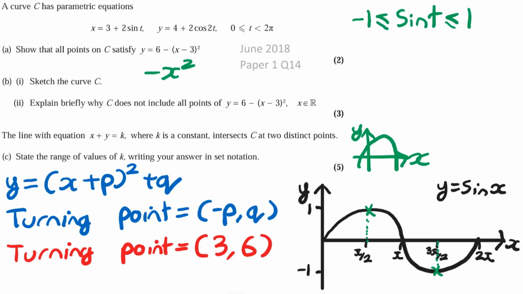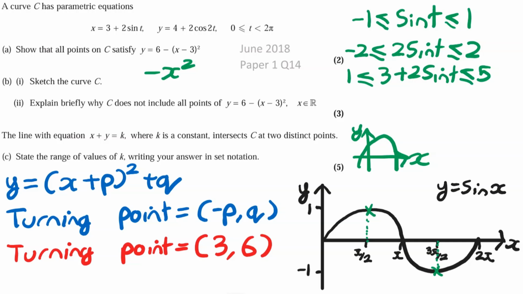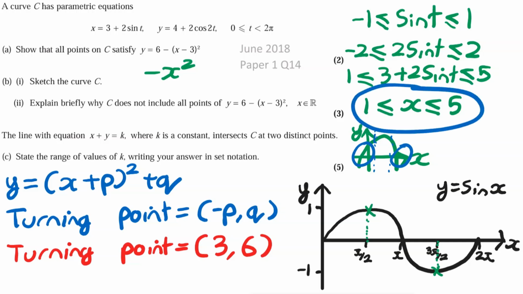We have 2 sin t here, so if we multiply everything by 2, it's going to be between minus 2 and 2, and then this is 3 plus 2 sin t, so we're going to add 3 to everything, so 3 plus 2 sin t is bigger than 1 but smaller than 5. So if we sub out this 3 plus 2 sin t for this x, we get that the possible x values for this curve C are between 1 and 5. That's really important because when we're sketching this curve, we can only do it between x equal to 1 and x equal to 5. We can't include these sections here because they're not in the domain between 1 and 5.